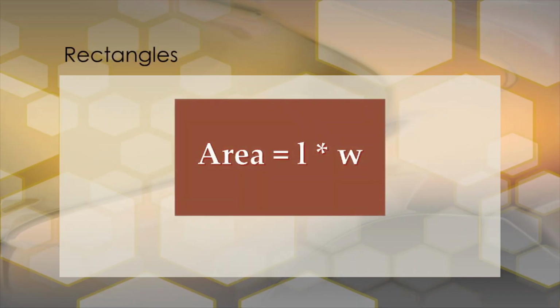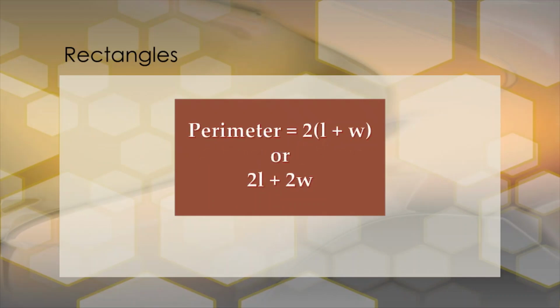Rectangles. The area for a rectangle is the length times the width. Generally the length will be the bottom side, and the width is going to be the side going up and down. That's how they're usually going to give you a rectangle. Perimeter means twice the length plus the width, or 2L plus 2W, where your length is still more than likely that bottom side, and your width is still going to be the side going up and down.